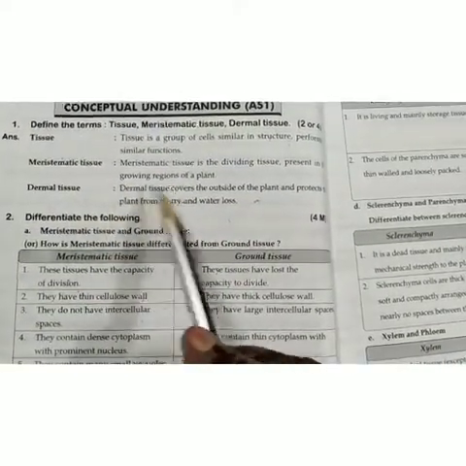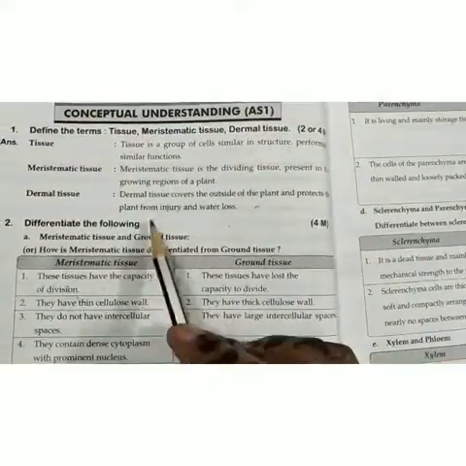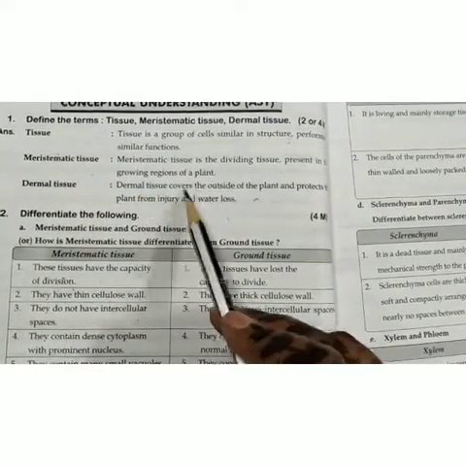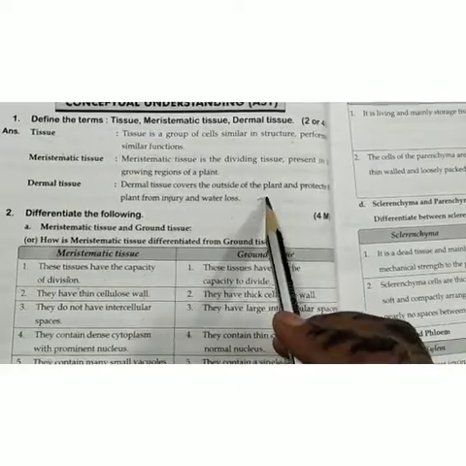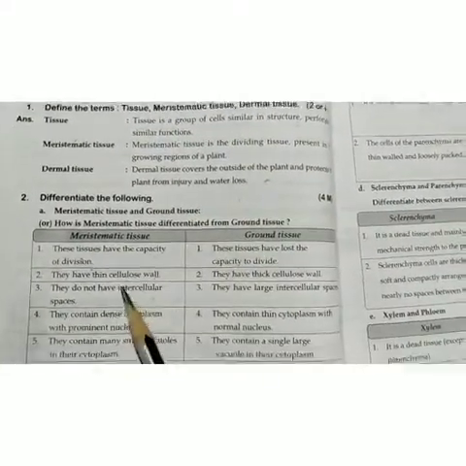Dermal tissue. Dermal tissue covers the outside of the plant and protects the plant from injury and water loss. Dermal tissue acts as the skin of the plant. It covers the outside of the plant and protects the plant from injury or water loss.